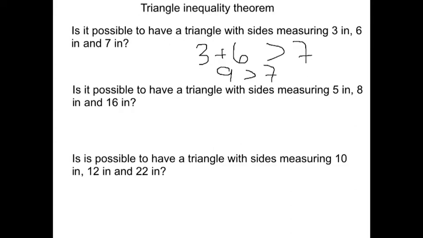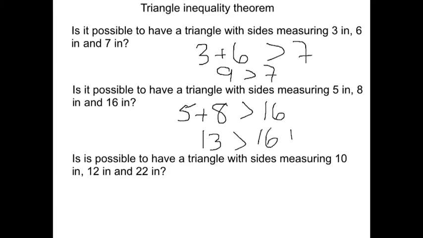Is it possible to have a triangle with sides measuring 5, 8, and 16? We would see if 5 inches plus 8 inches is greater than 16 inches, and is 13 inches greater than 16 inches? Well, the answer to that is false. So no, there is no triangle that would have measurements of 5 inches, 8 inches, and 16 inches, because if you think about it, you wouldn't be able to draw an angle, because just a straight line of 5 inches and 8 inches, you wouldn't be able to connect it, so any angle would be less than that.